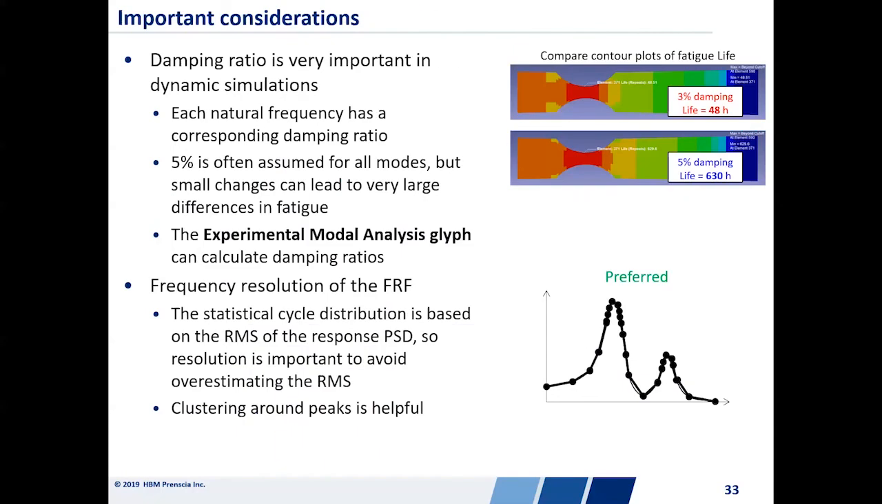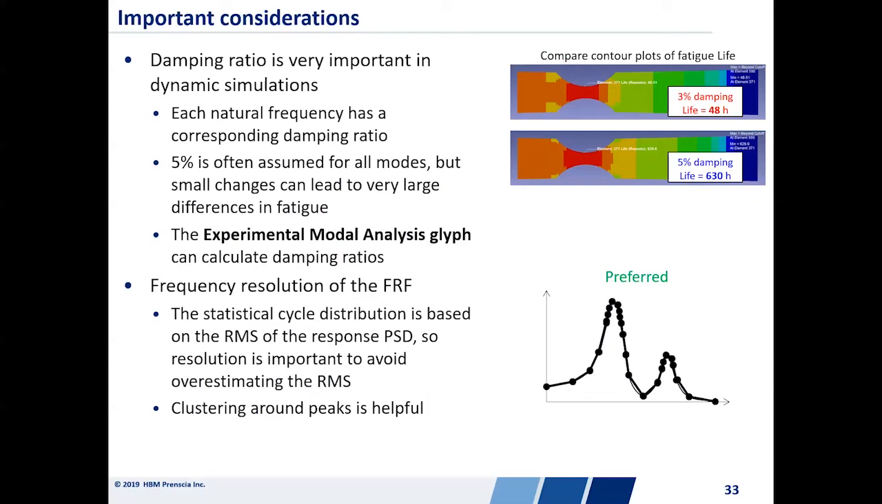I've got a couple slides on important considerations, and the first one is extremely important, and that is regarding damping ratios. So in reality, each natural frequency that our physical parts have has a corresponding damping ratio. They have a unique corresponding damping ratio. Oftentimes we assume a damping ratio, and many times it's in the lower single digits. 5% is a pretty common value that we might assign to an FE model.